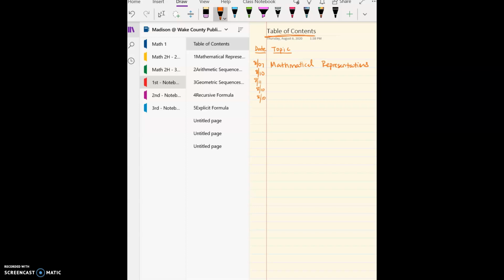So we're going to continue our notes. We've got to make sure that we add our information to our table of contents. In our table of contents, our first page is our mathematical representations. Our second page is our arithmetic sequence notes. Our third page we added on Tuesday was our geometric sequence notes.